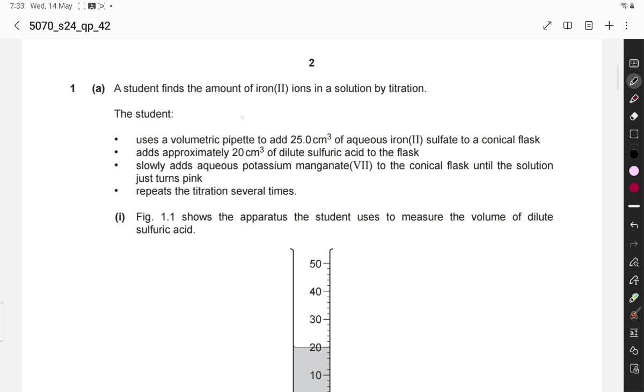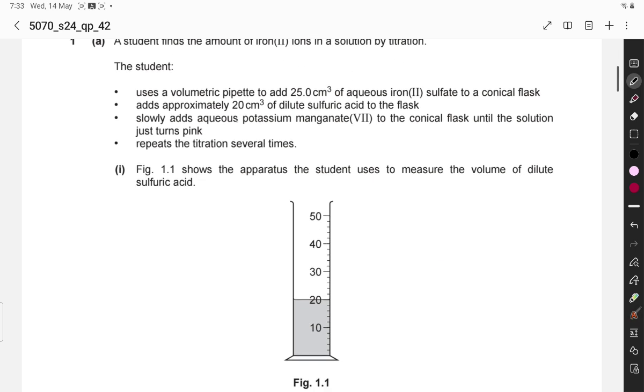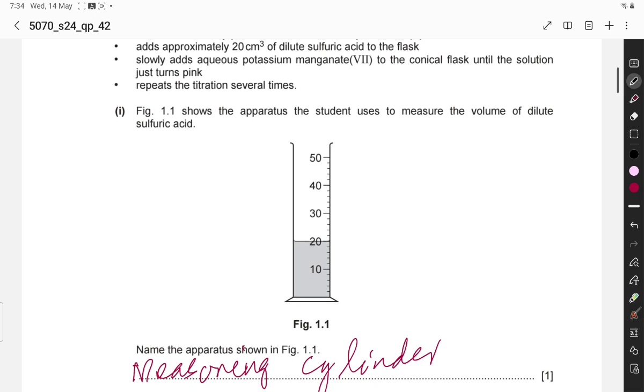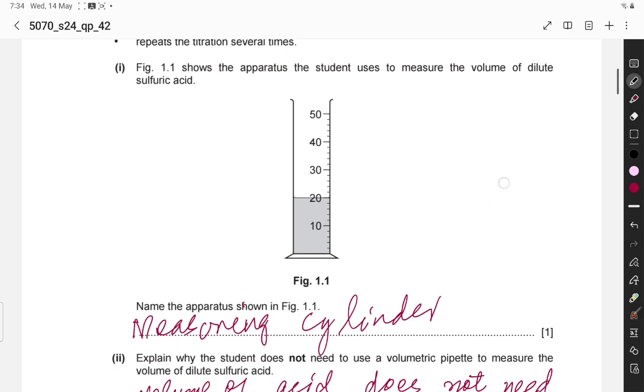Question number 1. A student finds the amount of iron(II) ions in a solution by titration. The student uses a volumetric pipette to add 25 cm³ of aqueous iron(II) sulfate to a conical flask, adds approximately 20 cm³ of dilute sulfuric acid to the flask, slowly adds aqueous potassium manganate(VII) to the conical flask until the solution just turns pink, and repeats the titration several times. Figure 1.1 shows the apparatus the student uses to measure the volume of dilute sulfuric acid.